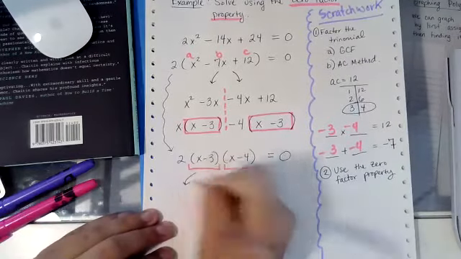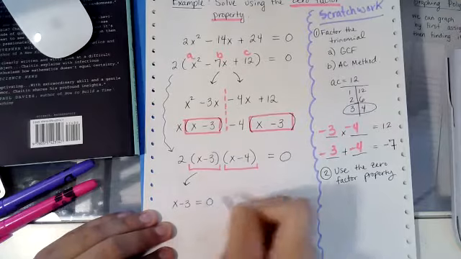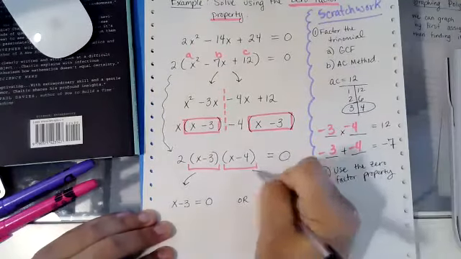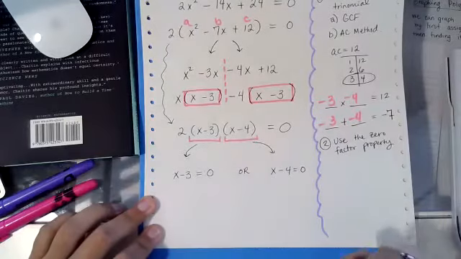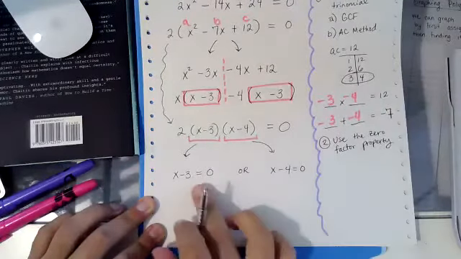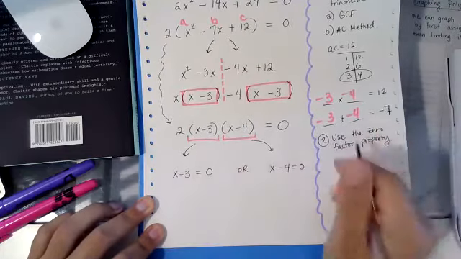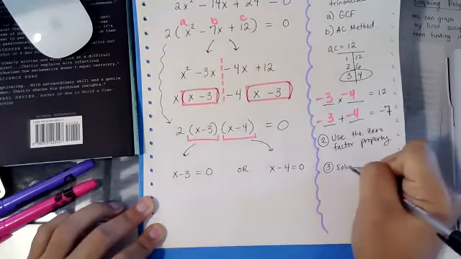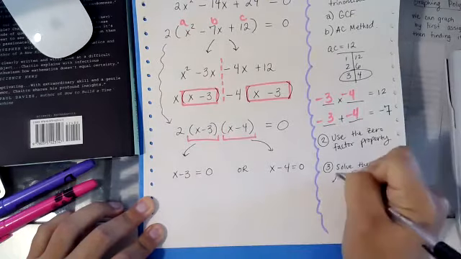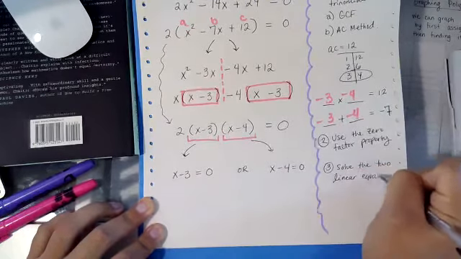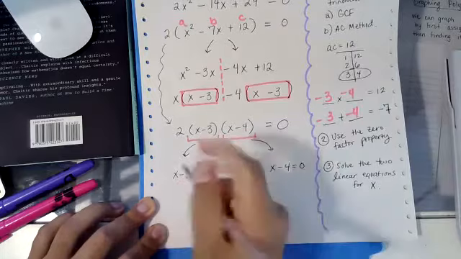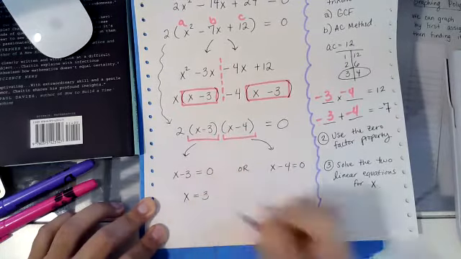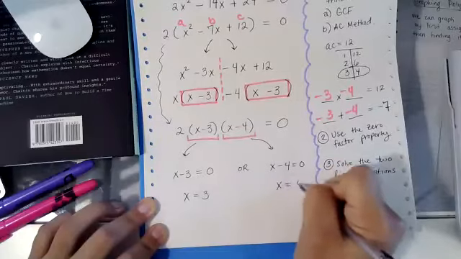Well, that tells us then that either x minus 3 equals 0 or x minus 4 is equal to 0. So using the logic of the zero factor property, we have these two linear equations now, and we can solve the two linear equations to find x. So this equation, when you move the 3 over, you get x is equal to 3. And when you move the 4 over here, you get x is equal to 4.